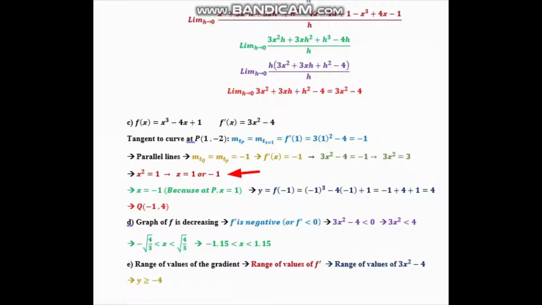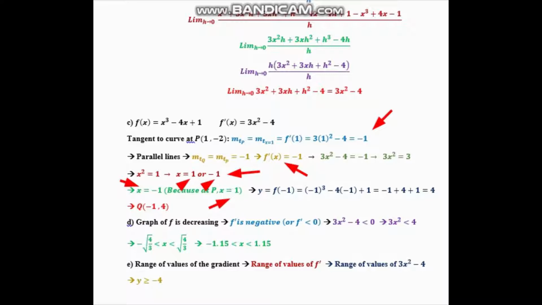Since we know that there are 2 points at which the slope is negative 1, and these are P and Q, obviously the x value at Q shall be negative 1, because at P the x value is 1. So this value is the x value of P, then this value has to be the x value of Q, and these are 2 points where f dash of x equals negative 1.